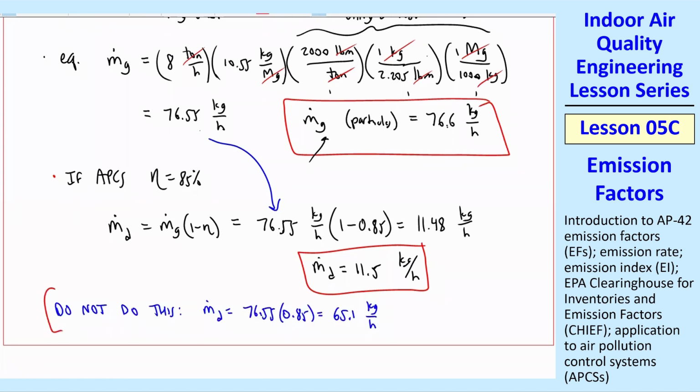Do not do this, where, again, I've seen many students do this. This is one of the biggest mistakes. Just plug in the eta. So you take your 76.55 from up here and multiply by the eta, 0.85, and get 65.1 kilogram per hour. That is wrong. That tells you how much of the pollutant was collected by the APCS, not how much was discharged. So don't make that mistake.